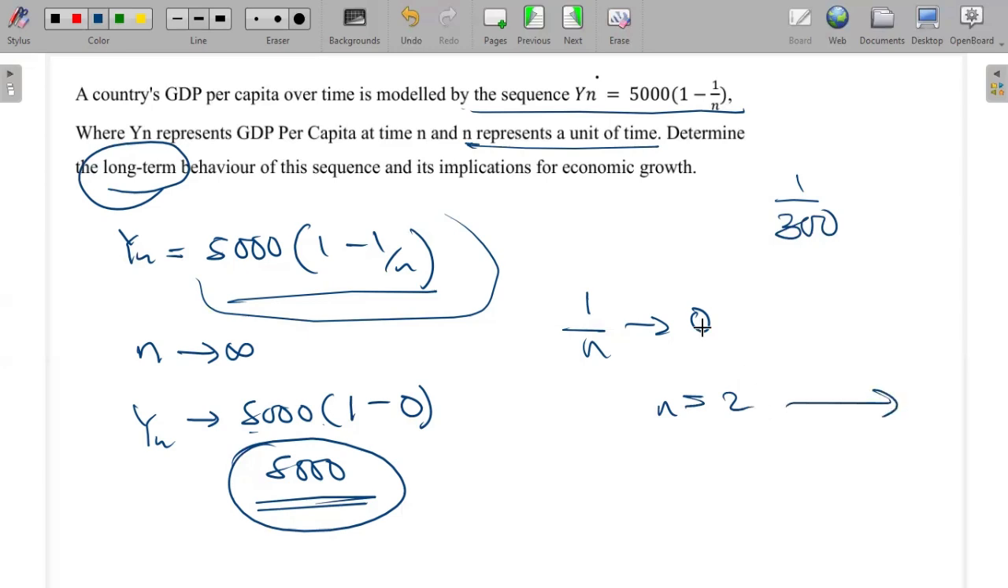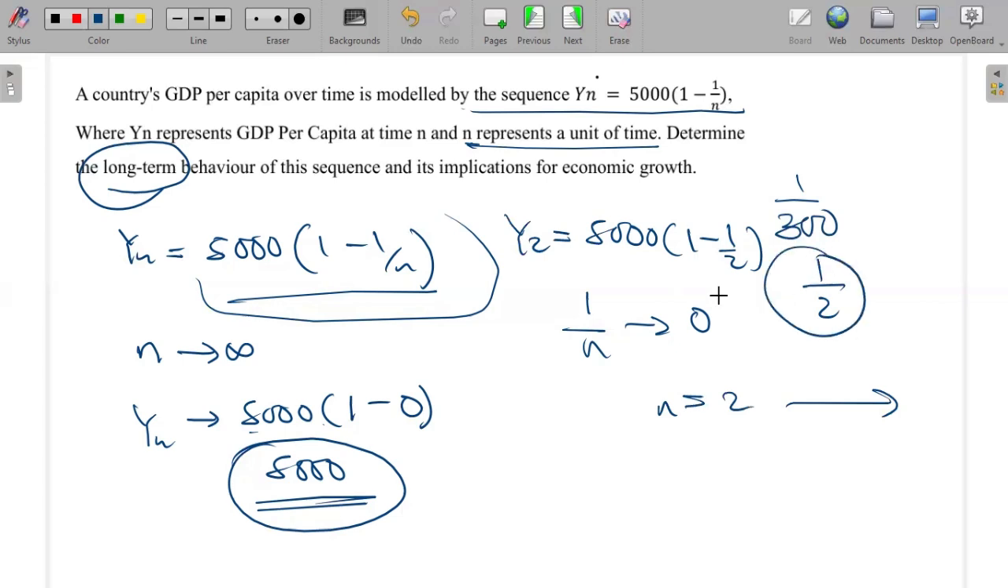So what would that mean? Notice how this function would be. If you put 2 there, you have 5,000 times 1 minus 1 over 2. Subtracting, you get a half. Half multiplied by this 5,000 gives us 2,500.